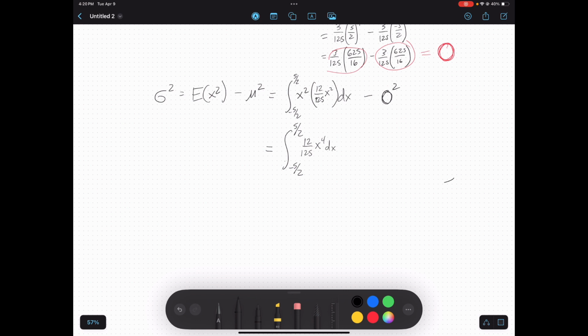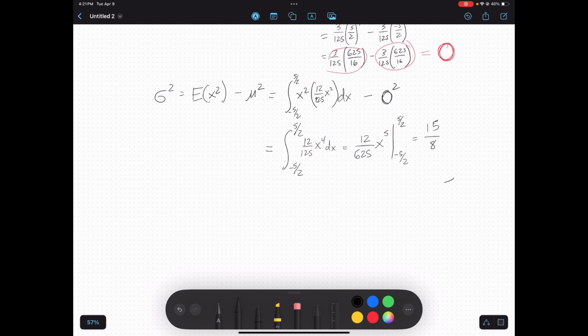Once again, I'm just left with the power function. That makes my antiderivative fairly simple. My antiderivative is 12 over 625 x to the fifth, from negative 5 over 2 to 5 over 2. And I'm left with 15 over 8 after a lot of simplifying.